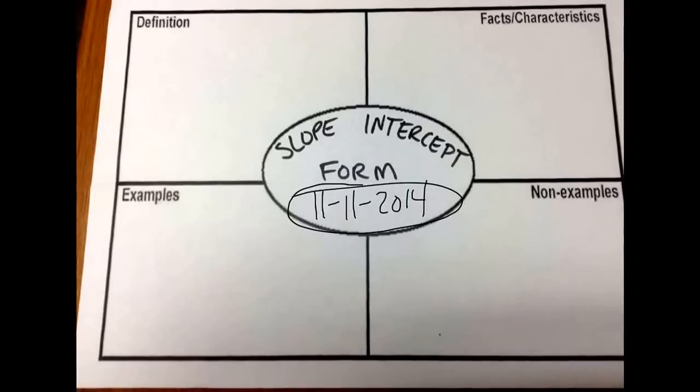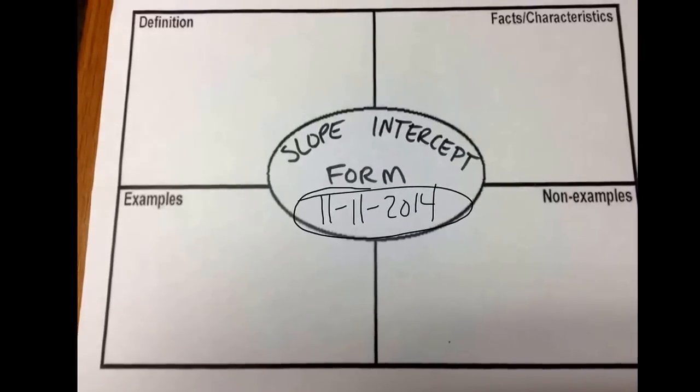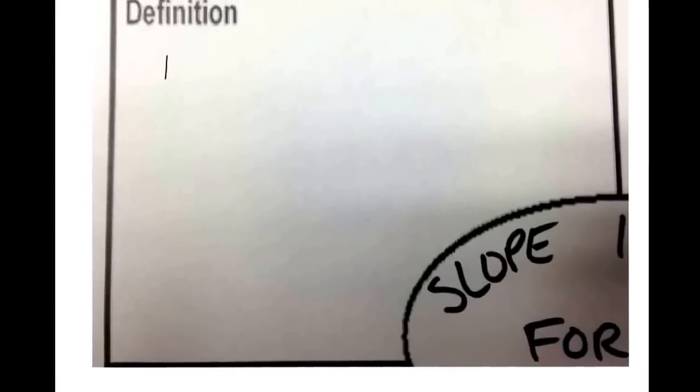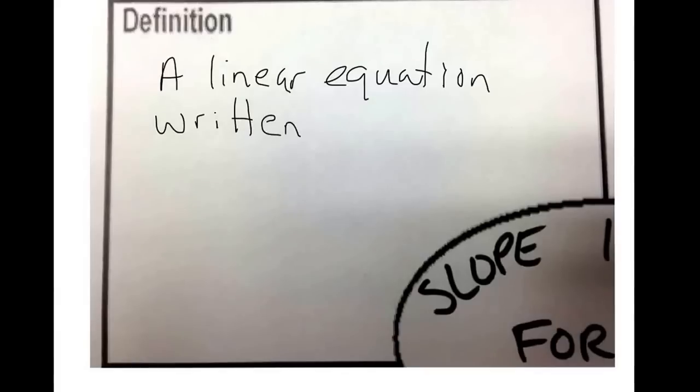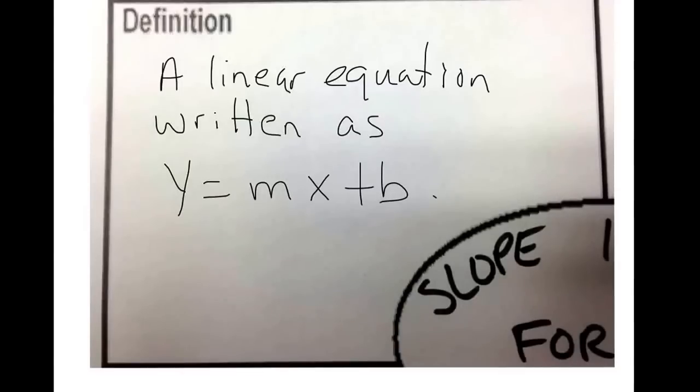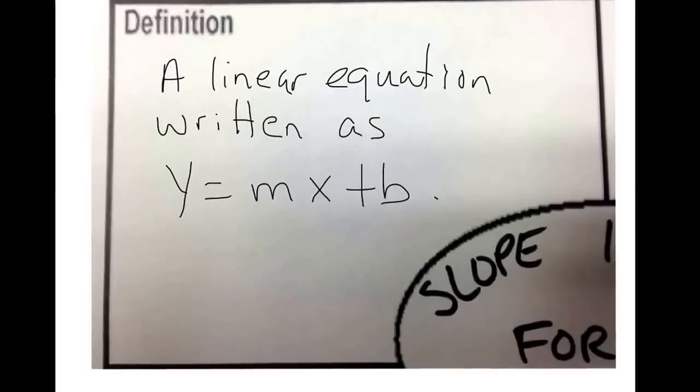We're going to start out with the Frayer model here, and I'm going to do each box slide by slide. Is the definition. The definition of slope-intercept form is that it is a linear equation written as y equals mx plus b. It's one of about 3 or 4 different styles of linear equations that we'll study throughout the year, and this is the most important one. It's the one that we refer to most often throughout the year.